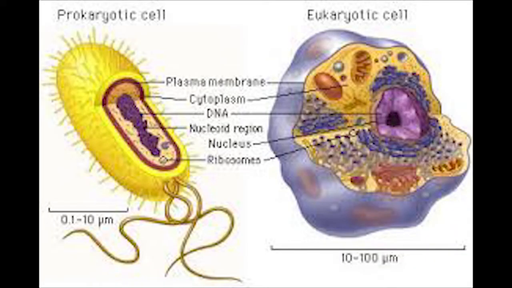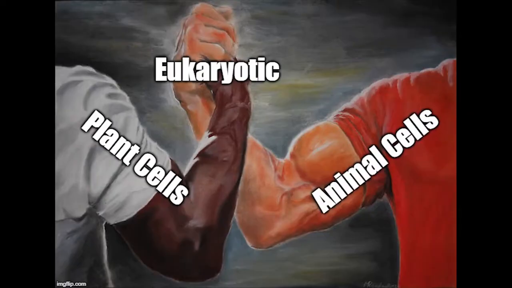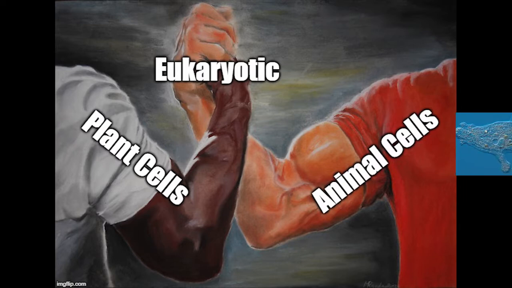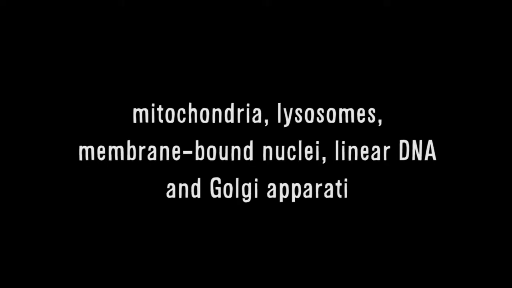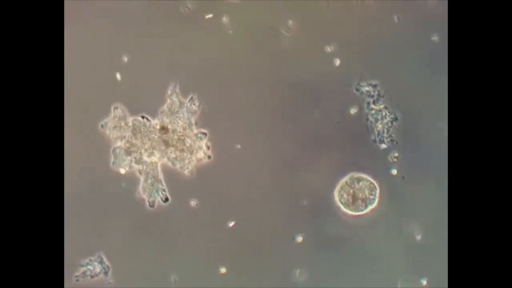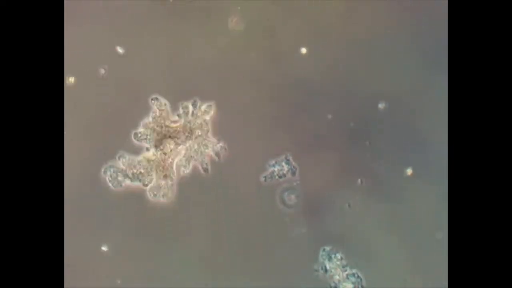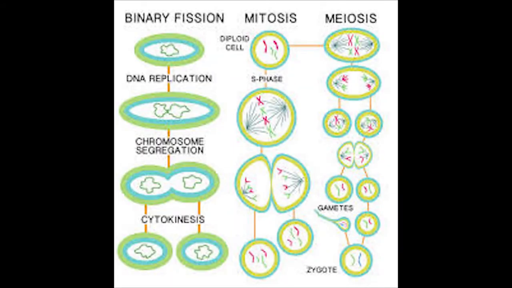Once again, let's recap the differences between bacterial cells and other cell types. Animal cells and plant cells are both eukaryotes, along with amoebae, so they all have mitochondria, lysosomes, membrane-bound nuclei, linear DNA, and Golgi apparati that, unfortunately, our friends bacteria do not have. Amoebae also move using pseudopodia, while bacteria have flagella for motility. Eukaryotes reproduce with meiosis or mitosis, while bacteria stick to binary fission and conjugation.